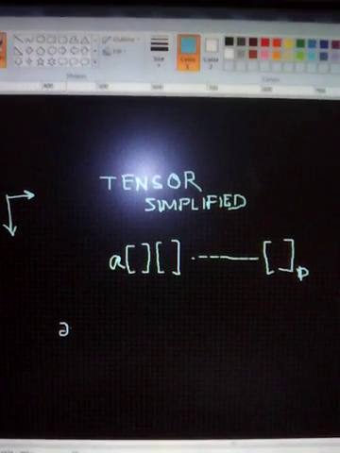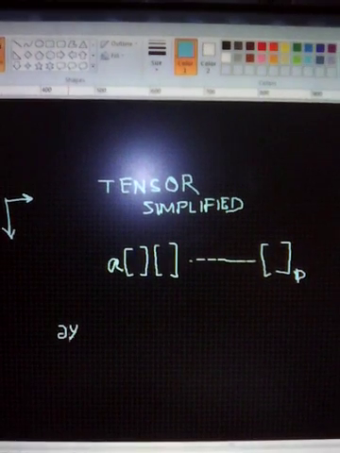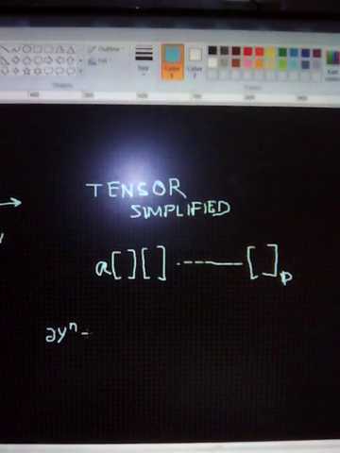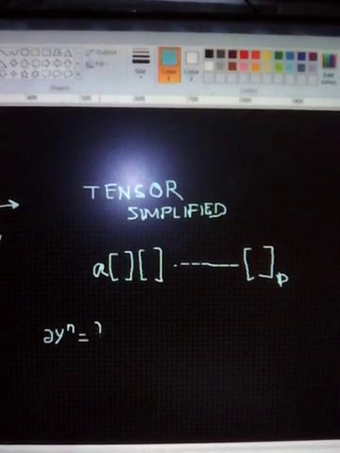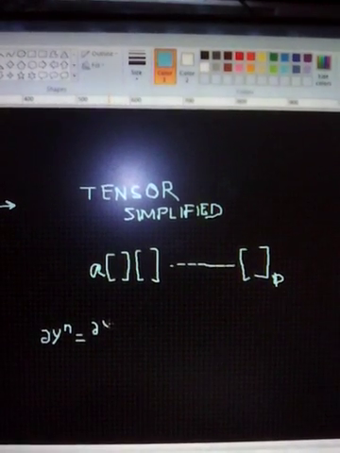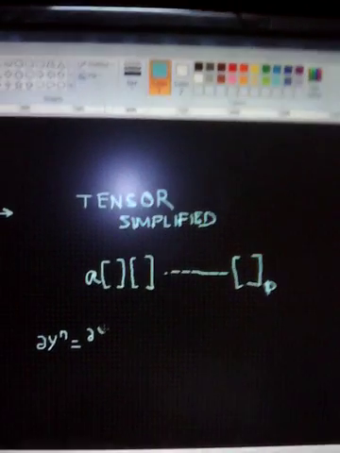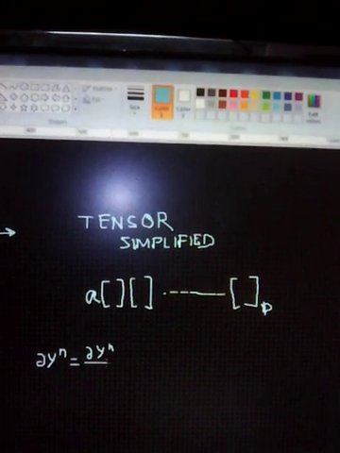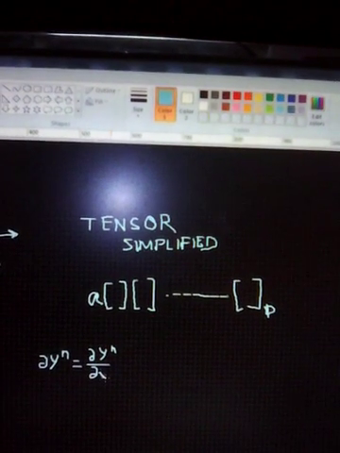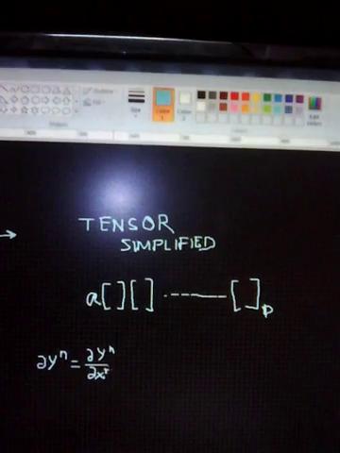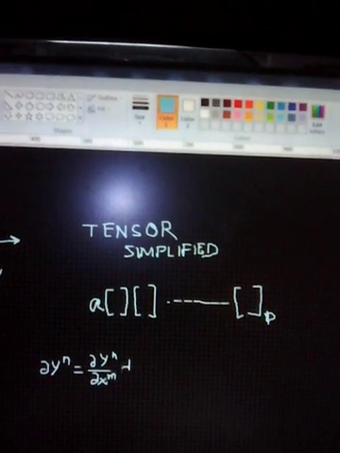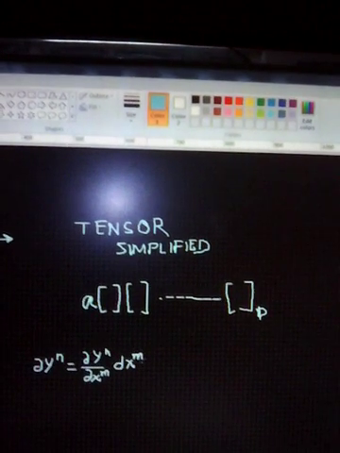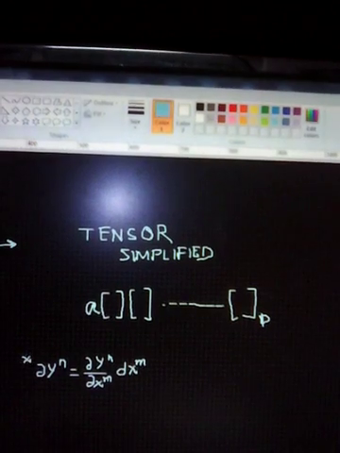If we have a dou y and any index like n, this can be expressed as dou yn upon dou xm into dxm, and x can be anything, x1, x2, x3. This is a form of general thing.